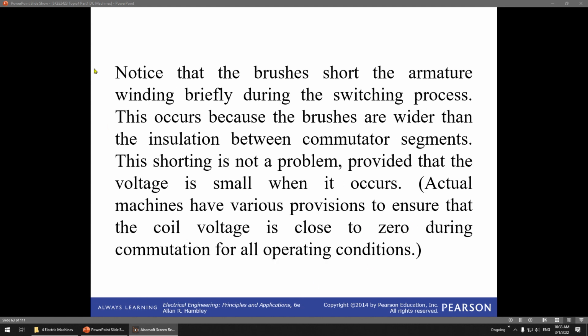Notice that the brushes short the armature winding briefly during the switching process. This occurs because the brushes are wider than the insulator between the commutator segments. This shorting is not a problem provided that the voltage is small when this occurs. The machine has various provisions to ensure that the coil voltage is close to zero during commutation for all operating conditions.